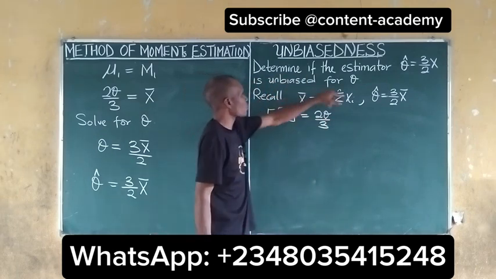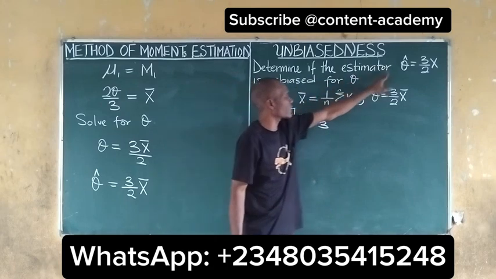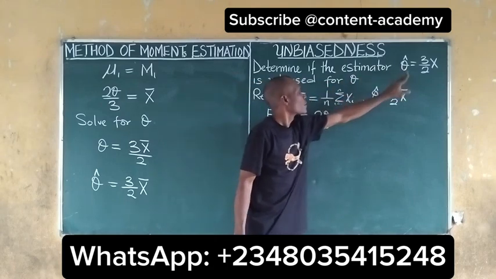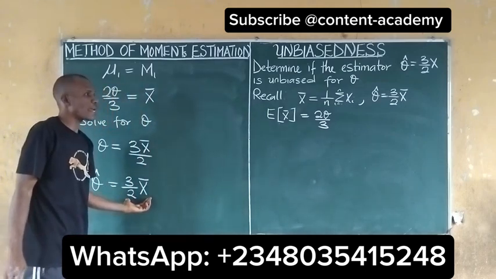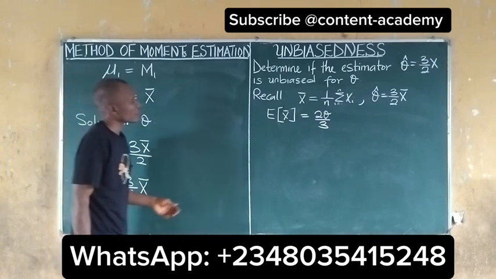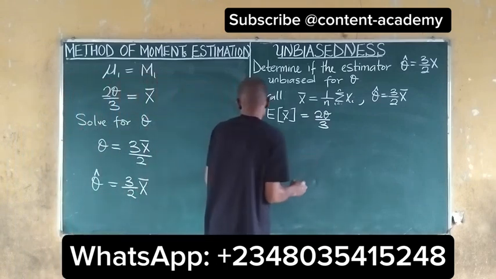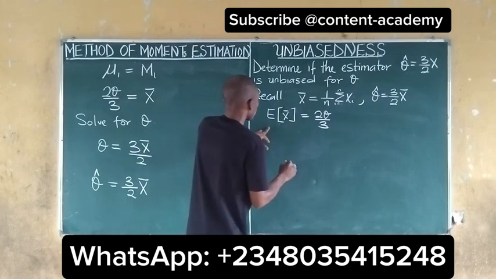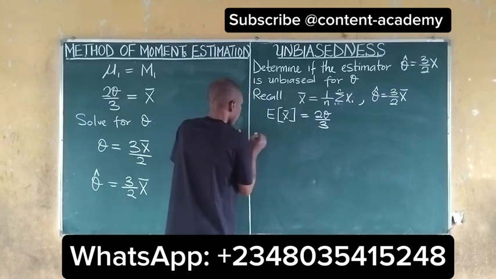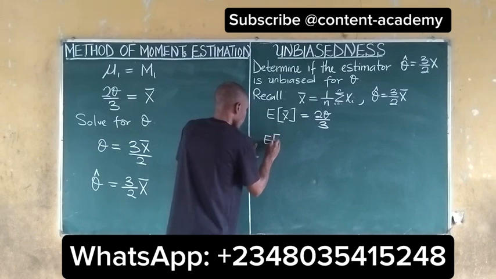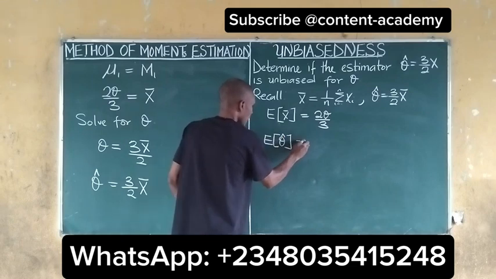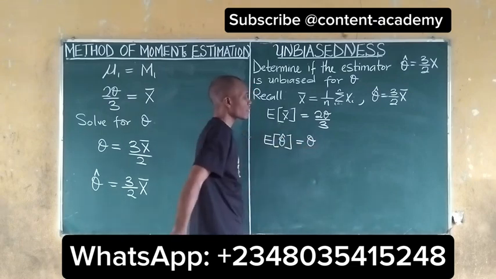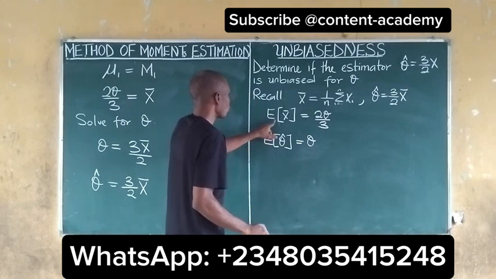So how can we determine if the estimator, which is this theta we got, is biased or unbiased? This brings us to unbiasedness. It means that we are to show that the expectation of theta estimate is equal to theta. But first, let's go through this.